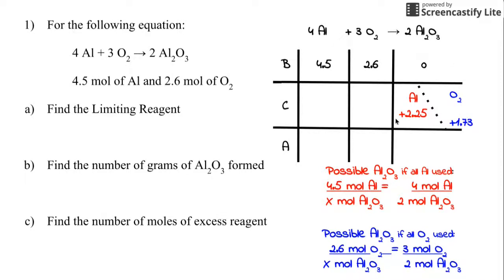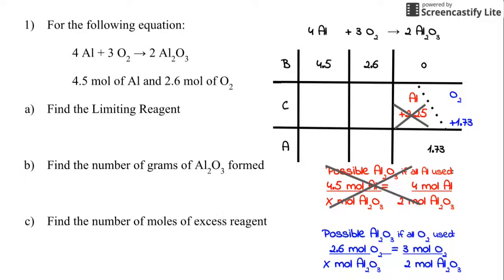All right, now I have 2.25 versus 1.73 moles. I can never make 2.25 moles of aluminum oxide by using up all the aluminum, because I'd run out of oxygen first. 2.25 is an impossible yield, so I'm going to cross it out. But I can make 1.73 moles of aluminum oxide if I use up all my oxygen. So this is going to be my theoretical yield in moles. We never write theoretical yield in moles, but right now that's what I'm going to call it. We usually write theoretical yields in grams.